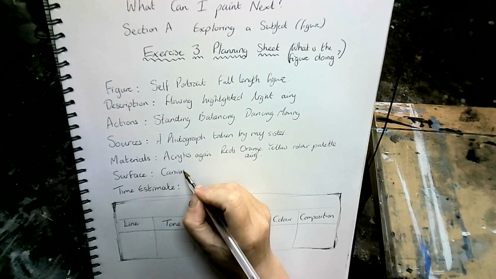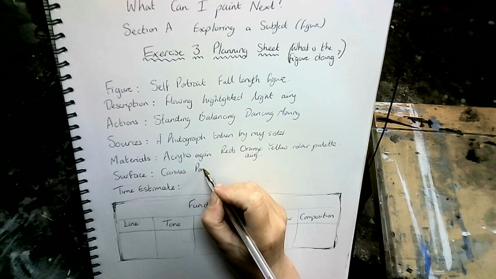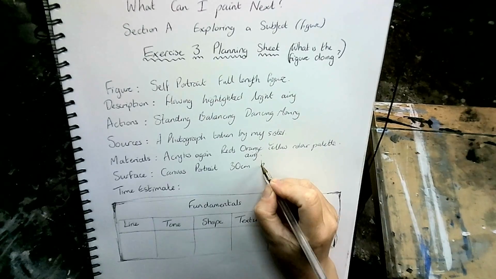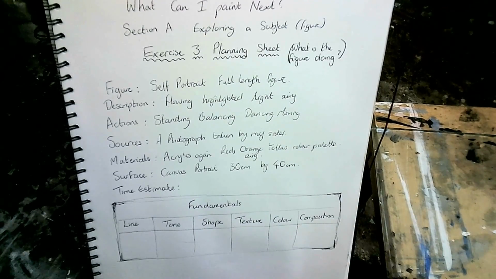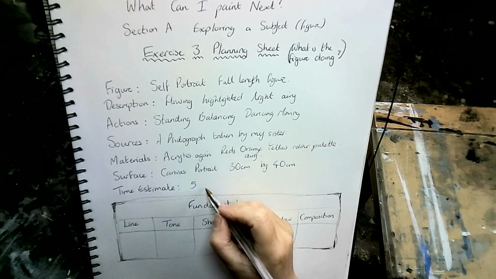Right, the surface, canvas, portrait. When I say portrait, I mean like portrait or landscape, as in which way round is it? 30 centimetres by 40 centimetres. Time estimate, I'm going to go 5 or 6 hours because of the size, and I'm going to do some detail on this, but I'm not going to go into lots of detail. I want it quite impressionistic, this.